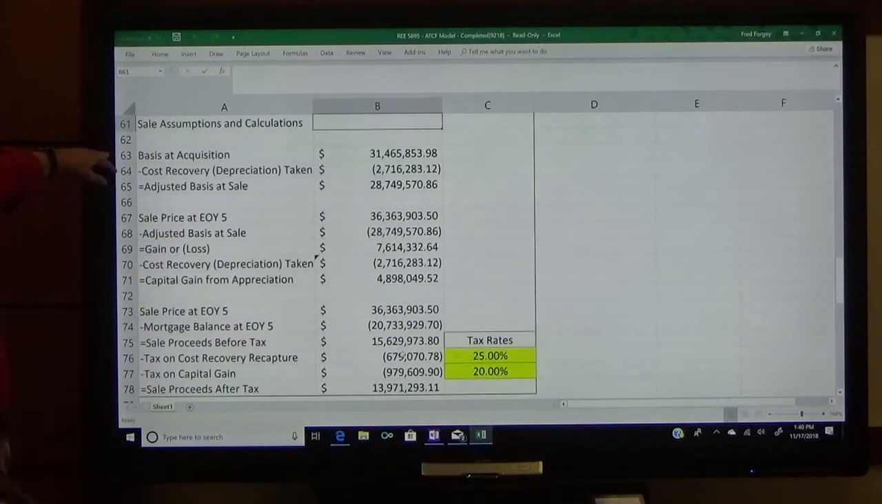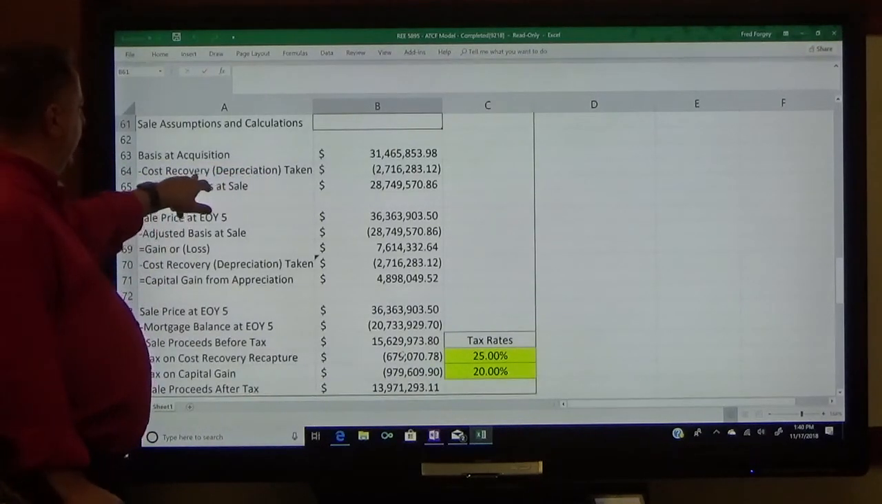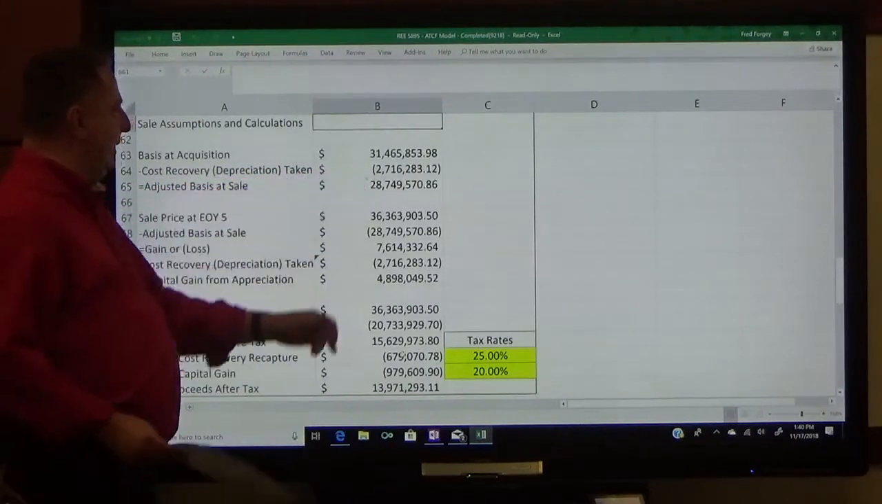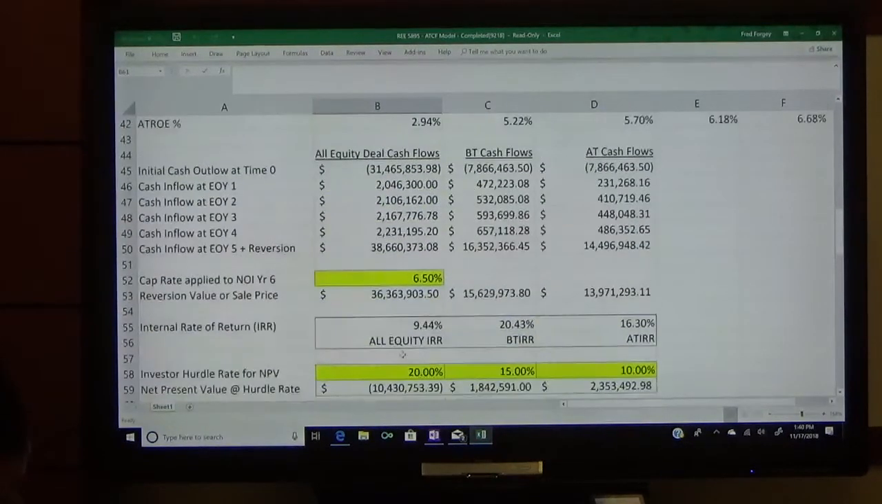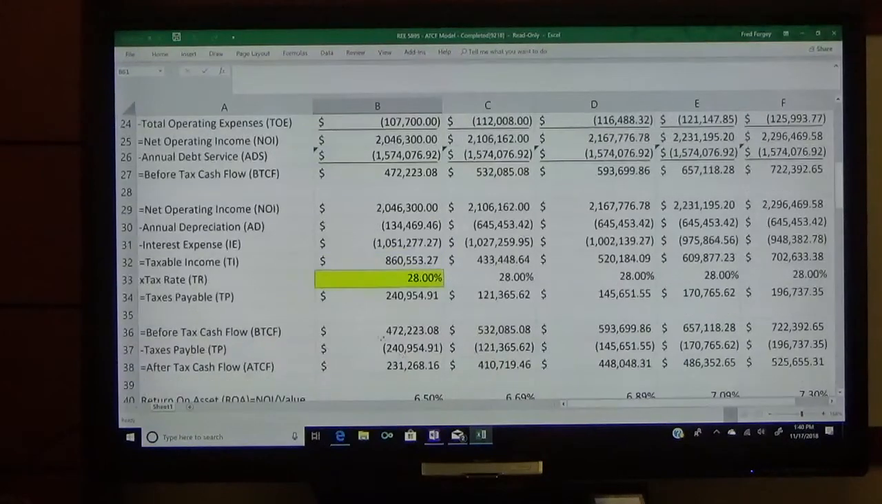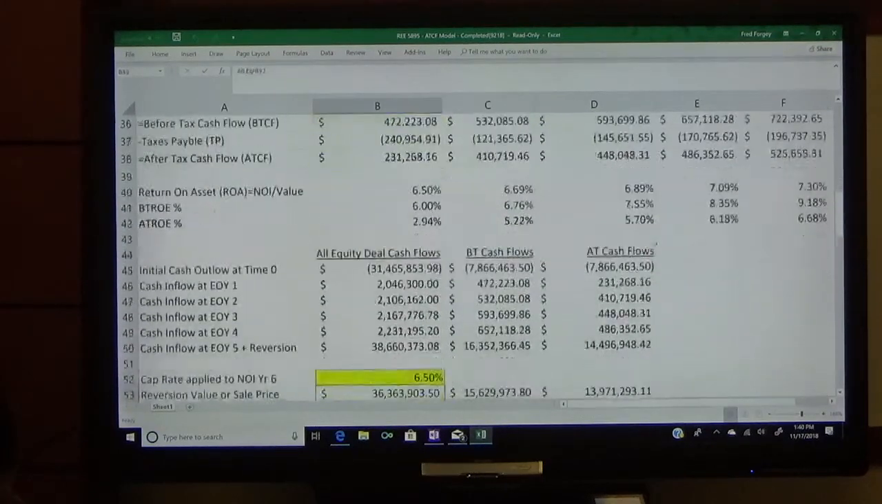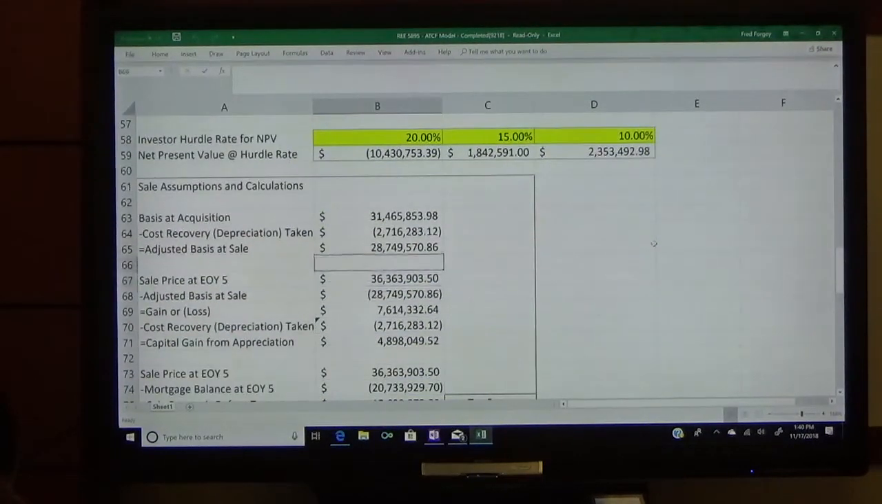And then from that, we subtract out the depreciation that we have taken, which is simply going to be adding up all 5 years of the annual depreciation numbers. Okay, if you were to add all of those up for all 5 years, what you should get is this 2.7 million. Okay, does that make sense?